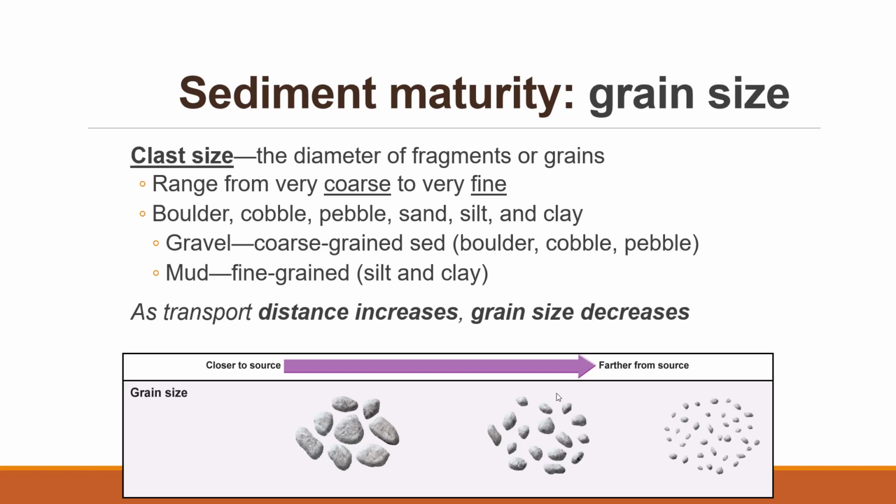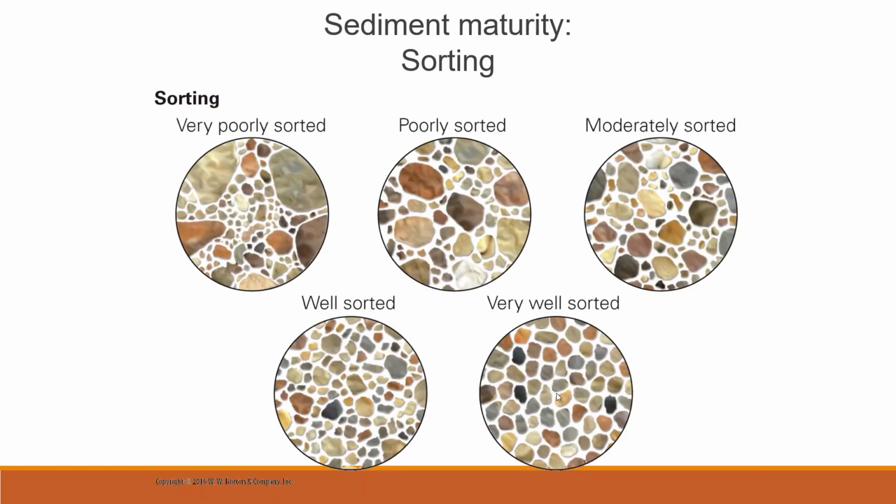So the clast size is the size of the grains. They range from very coarse to very fine. So we can talk about them as boulders, cobbles, pebbles, sand, silt, and clay. Gravel is coarse grain sediments. Mud is fine grain sediments. As distance increases, grain size decreases. We have more time to break it up. We break it up more.